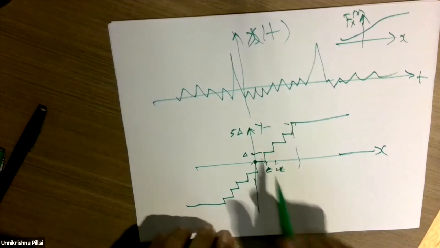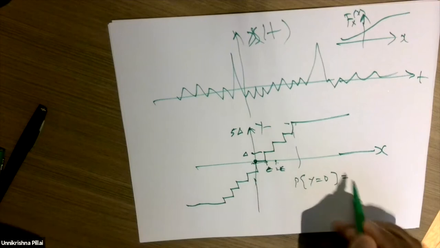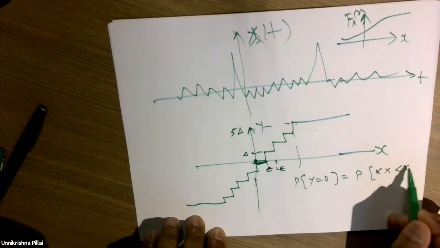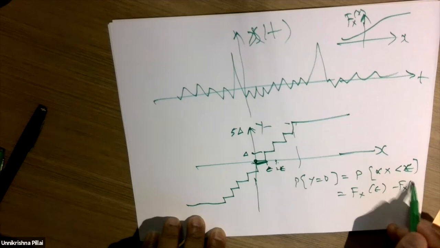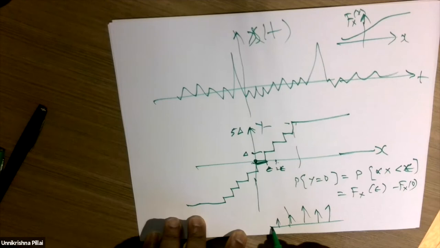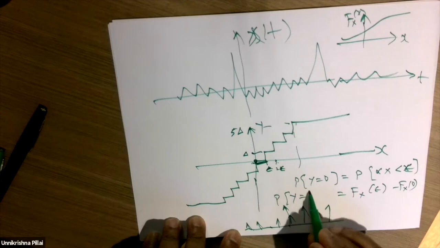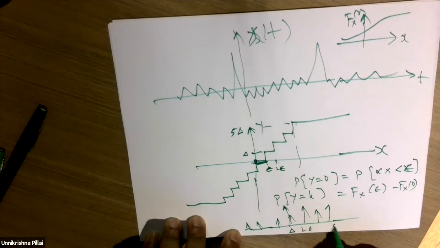So probability of y equal to 0 is the probability that x is greater than 0 and less than epsilon. So that will be fx of epsilon minus fx of 0, etc. So ultimately y would look like this. I want you to go home and do this rather than I do everything. So this is a 10-step quantizer.